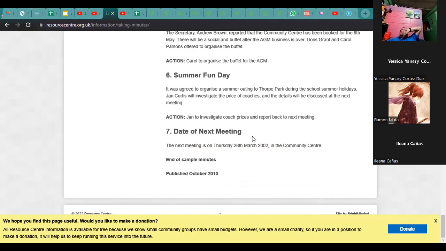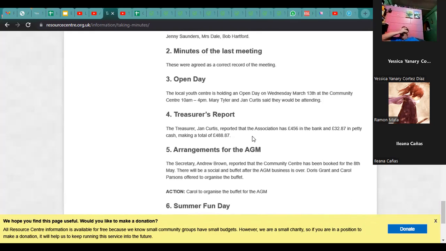Summer fun day: it was agreed to organize a summer outing to Thorpe Park during the school summer holidays. Jan Curtis will investigate the price of coaches and the details will be discussed at the next meeting. Action: Jan to investigate coach prices and report back at the next meeting. So that is very specific. Date of next meeting, which should be one of the last items: the next meeting is on Thursday, 28 March 2002 in the community center. This is just an example, right? Maybe it's going to be shorter, larger, or more specific, depending on the meeting. But minutes are like a radiography of a meeting.